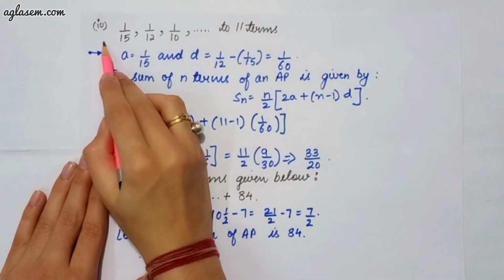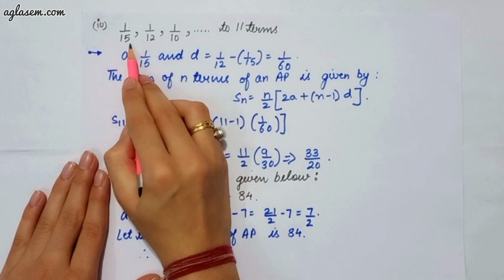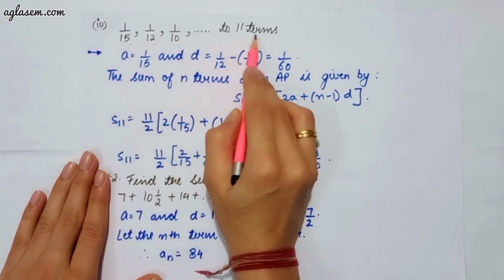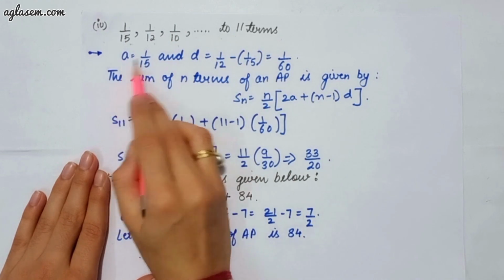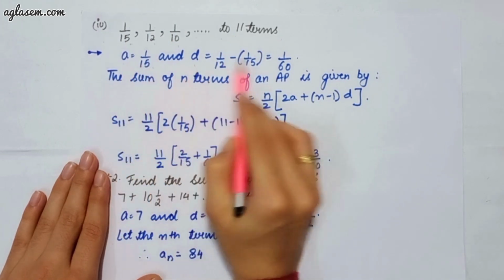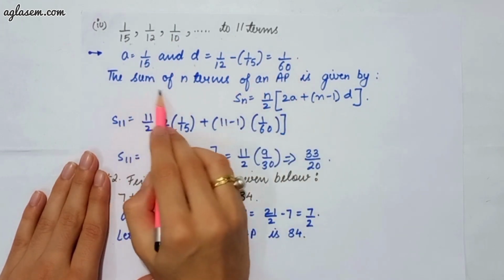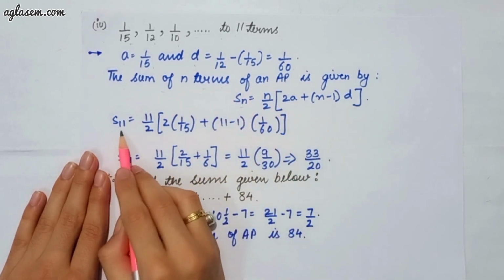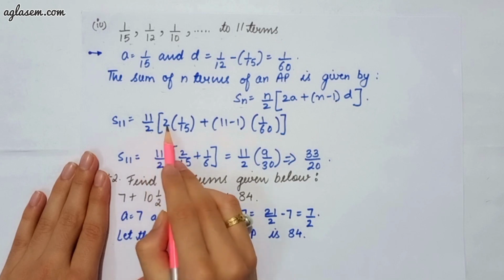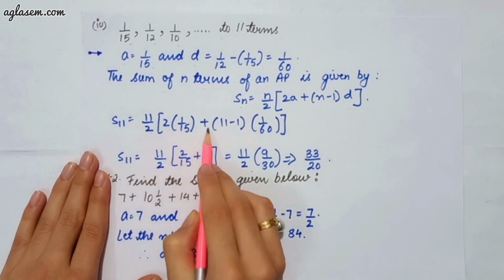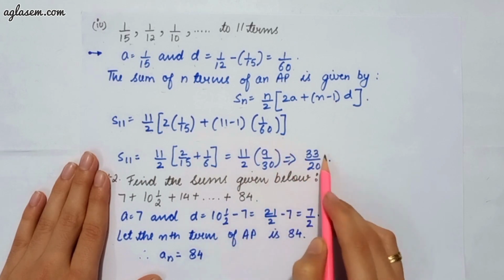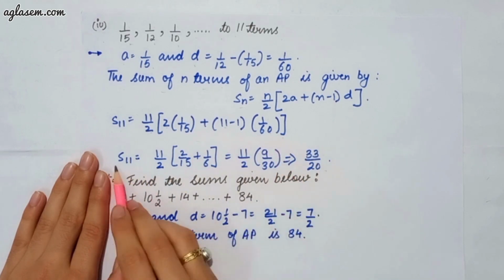Moving to our fourth part, which says 1 upon 15, 1 upon 12, 1 upon 10 and so on to 11th term. Again we know a as 1 upon 15, and d we can find as 1 upon 60. The sum of n terms of an AP is given by the formula. Now we have to find S11, that is 11 upon 2 into (2 into 1 upon 15 plus (11 minus 1) into 1 upon 60). Solving this, we will get 33 upon 20 as S11.